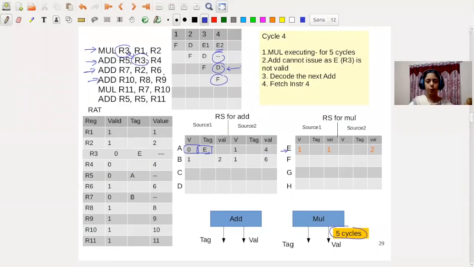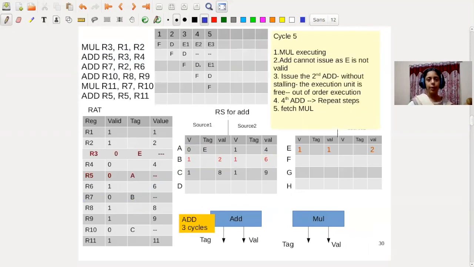We look up the sources R2 and R6 in the RAT to see if they are valid. They are valid, so we allocate a reservation station if it is free. We update the values of the sources, that is 2 and 6, and then we rename the destination, that is R7, to the name of the reservation station that carries the sources. Now R2 and R6 are not waiting on any other previous instruction, so in the next cycle they are good to go to the execution unit. The fourth add has been fetched.